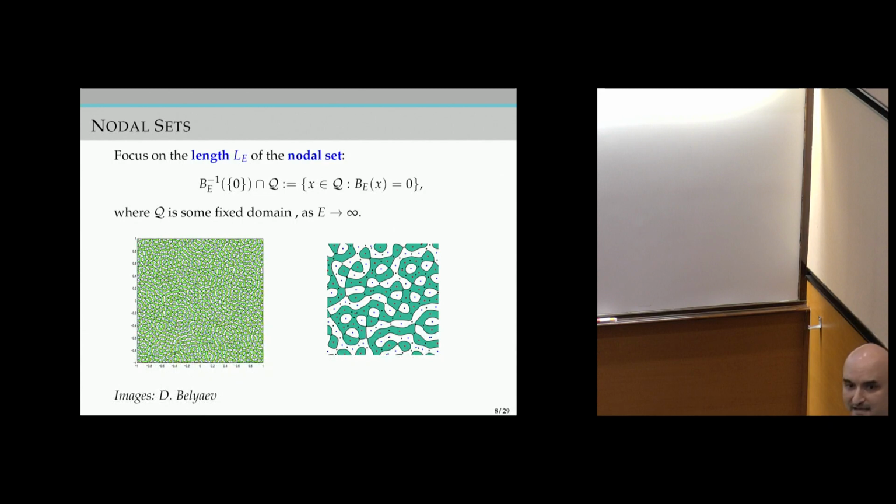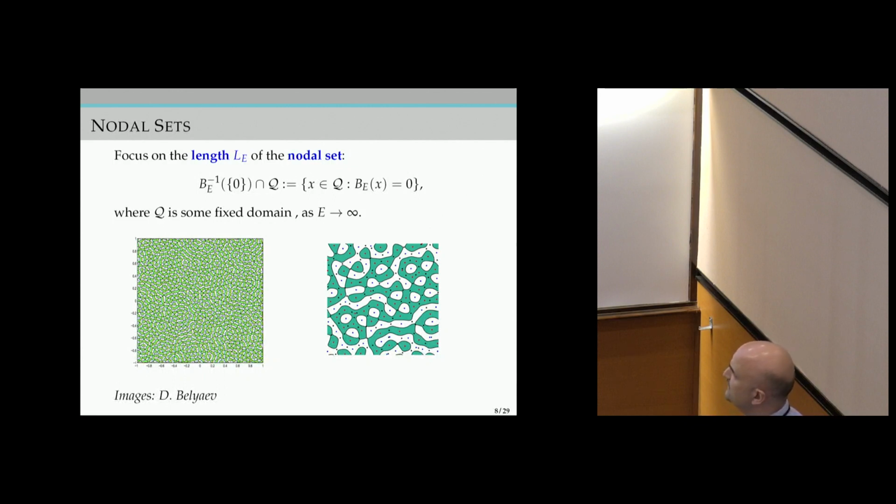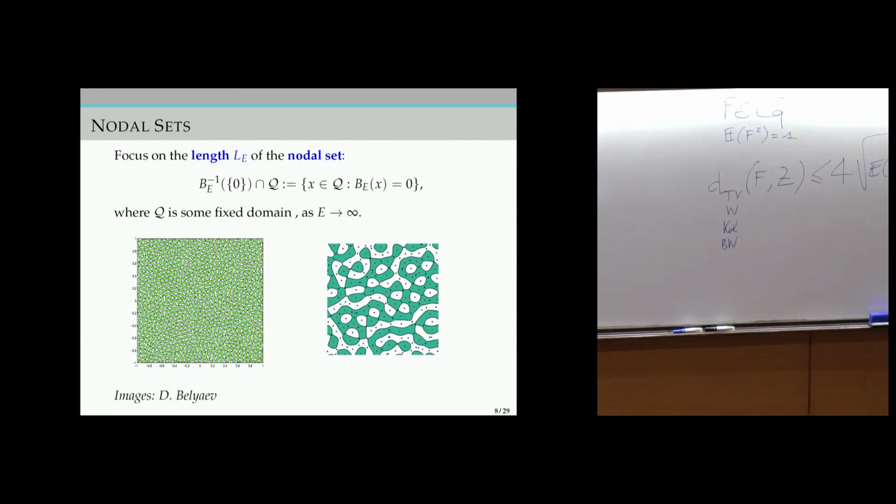And then there is something which is slightly more complicated because it refers to a lower dimensional set. You can measure the length of the nodal set. That is the length of the black lines that are represented here. This is exactly what you're interested in, right? So we fix a region Q, like this unit square here, and then we measure the length of the nodal set of the random wave model, and we let E go to infinity.